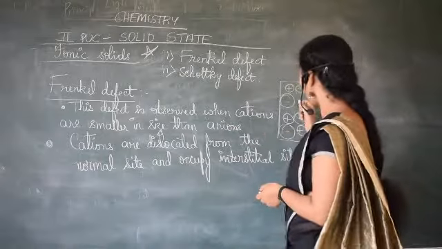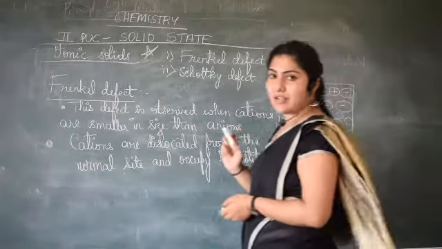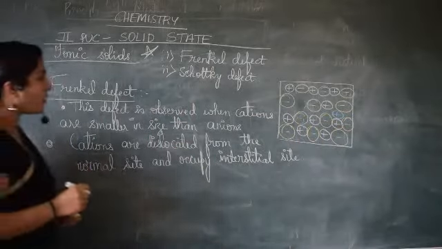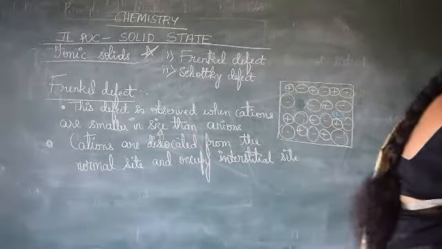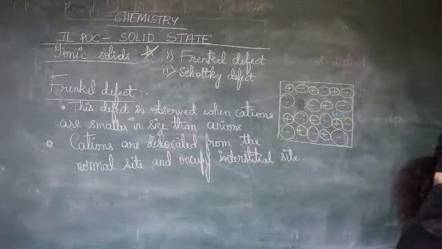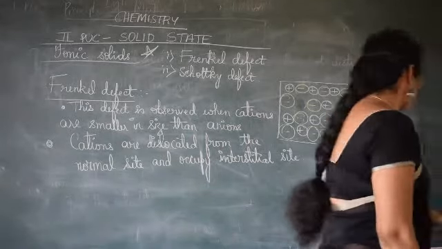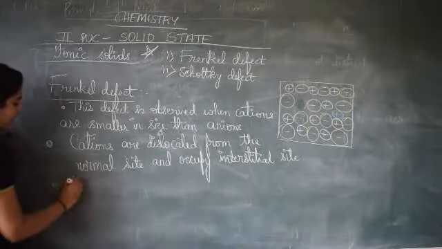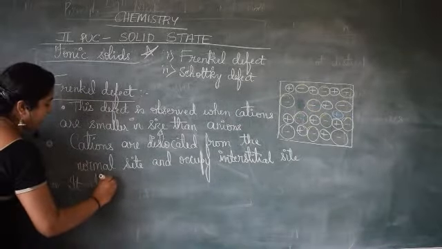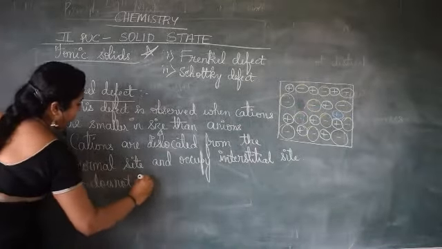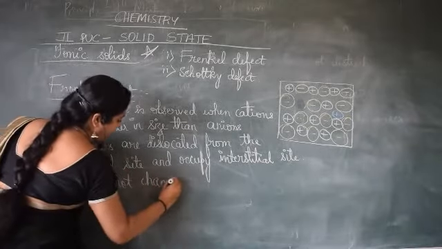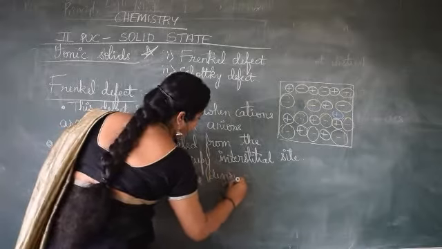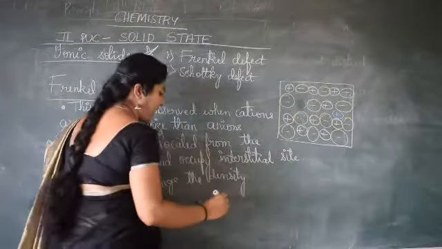Cations are smaller in size, anions are larger in size here. One more point that has to be noted is that it does not change density. This defect does not change the density of the solid. Density remains the same. Very important point.